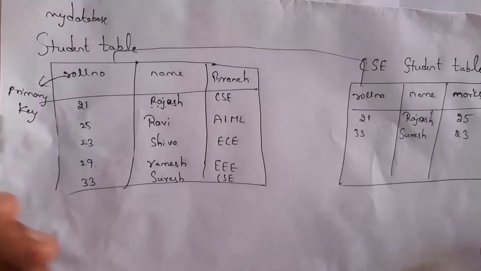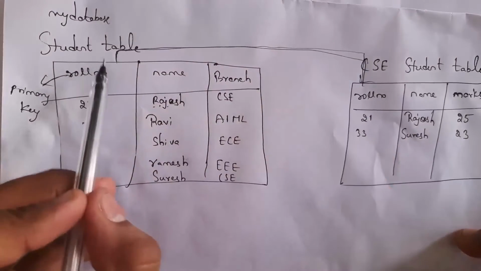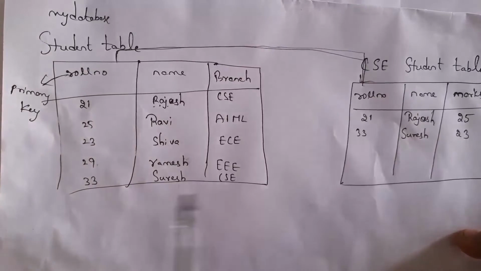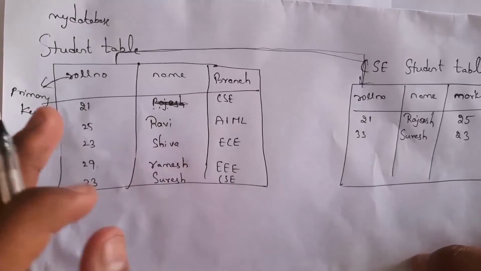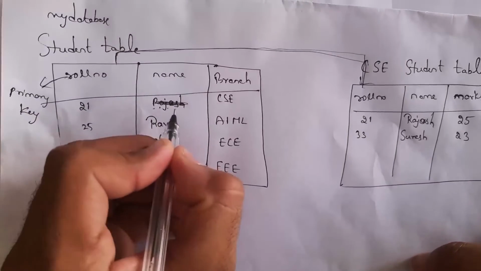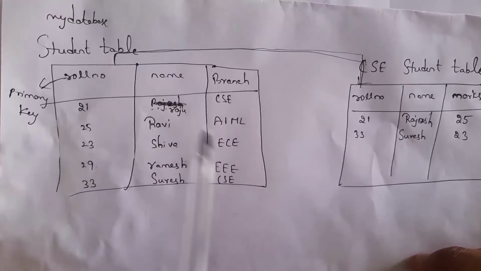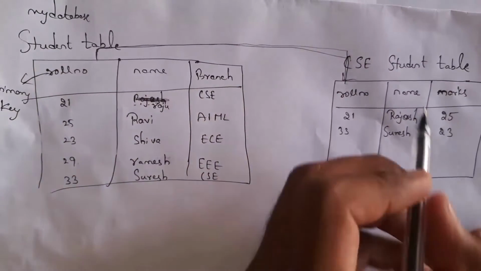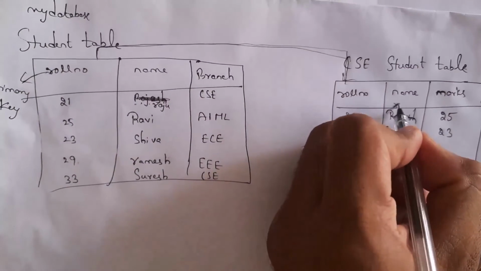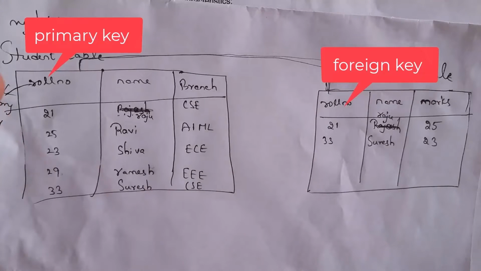Now what I will do is, I will connect this student table with CSC student table. Whenever I connect this student table with CSC student table, for example, in student table, I want to change name Rajesh to Raju, whose roll number is 21. I am changing name Rajesh to Raju, whose roll number is 21. Whenever I change name Rajesh to Raju, automatically it will update this information in CSC student table. So automatically it will change name Rajesh to Raju, whose roll number is 21. Here I created relationship between two tables. The tables are student and CSC student table.